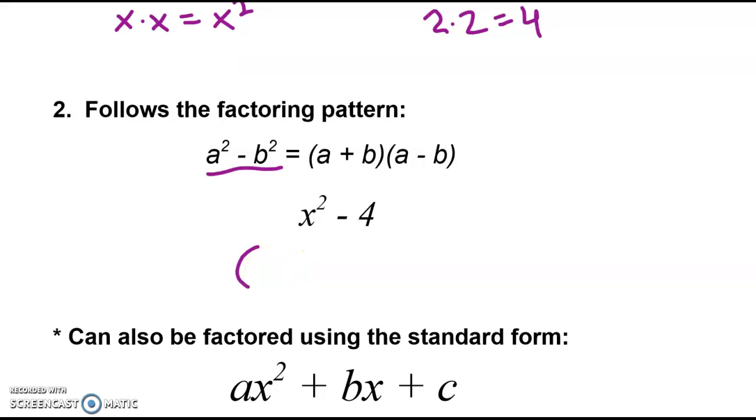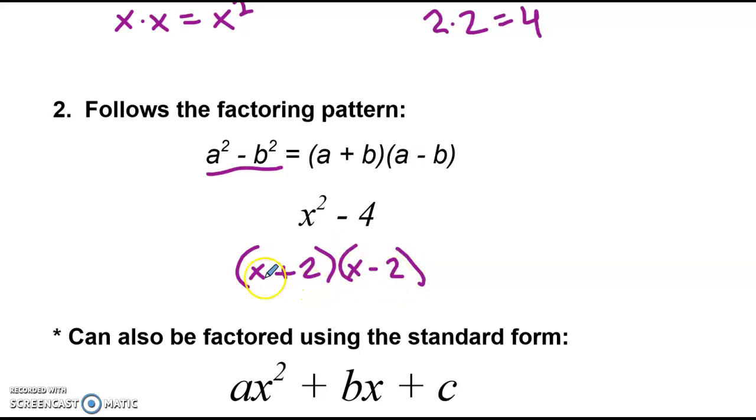x plus 2 times x minus 2. I take the square root of x squared, which is just x, and I put that in each term. And then I take the square root of 4, which is 2. So we write it as a product of x plus 2 times x minus 2.